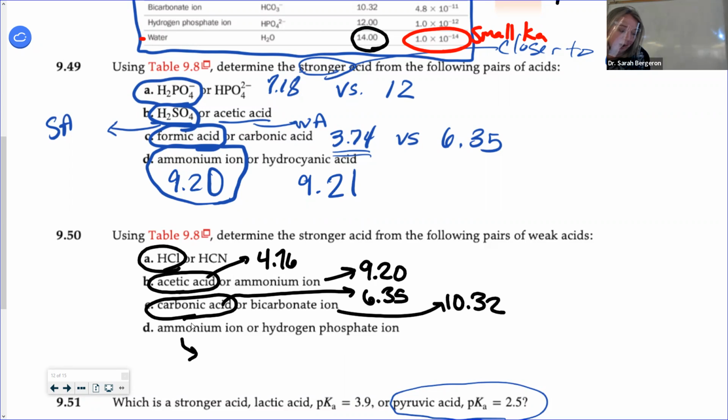Ammonium ion or hydrogen phosphate ion. So ammonium is what? Hydrogen phosphate, 12.0. So which one? Ammonium.